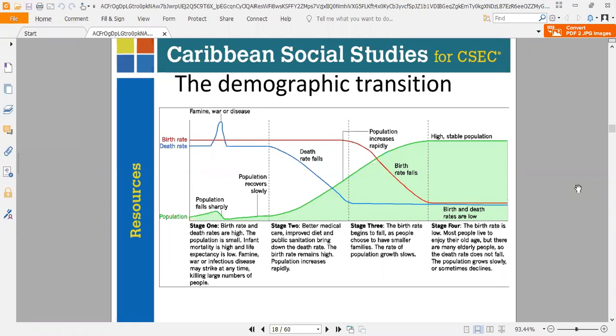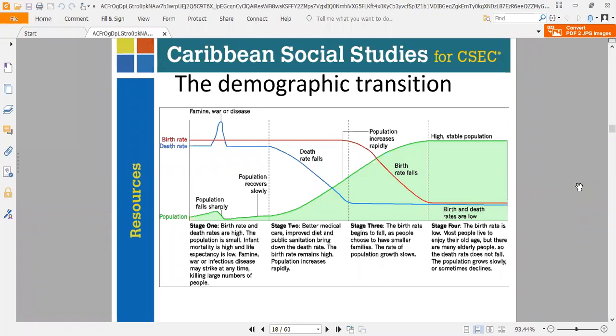But because the government had initially fixed the problems that were causing the high death rate, which were famines, war, and diseases, we realized that the life expectancy of persons began to increase, right? So we realized that the population is now high and stable because people are living longer, right? Is that clear to everyone? Yes, sir. All right, beautiful.